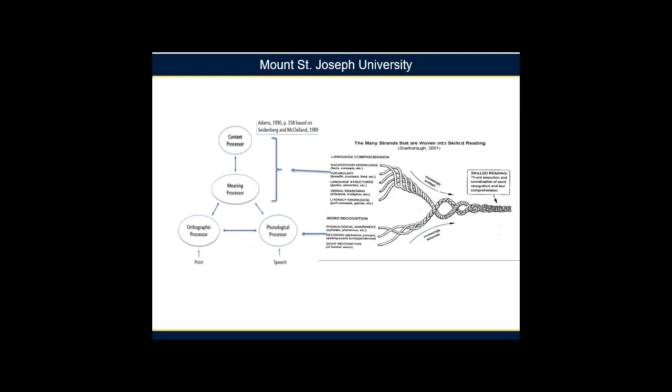The four-part processor is another helpful model to aid in our application of the science of reading to instruction. It explains the cognitive processes that are occurring in the brain as a child reads. It complements and strengthens support for the simple view of reading and the reading rope model.